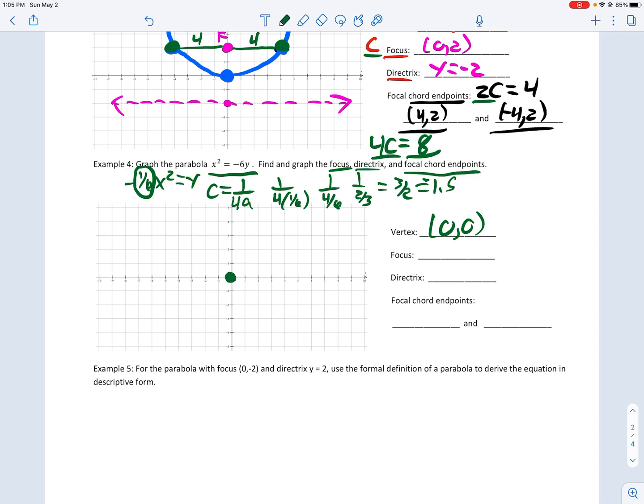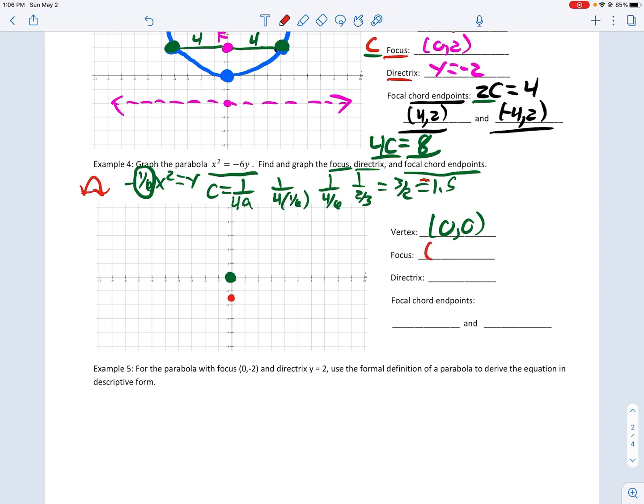So negative means I'm going to go down. And hopefully that makes sense to you because it's a negative x squared. The graph should open down. So yes, technically you could say negative, but that's just a direction. So I'm going to go down 1.5.